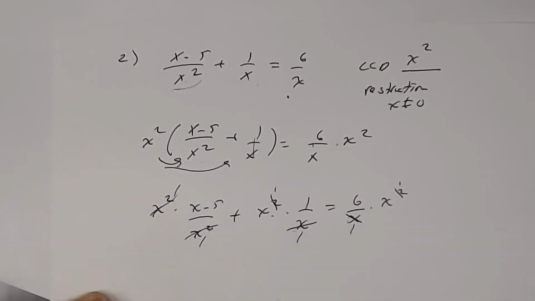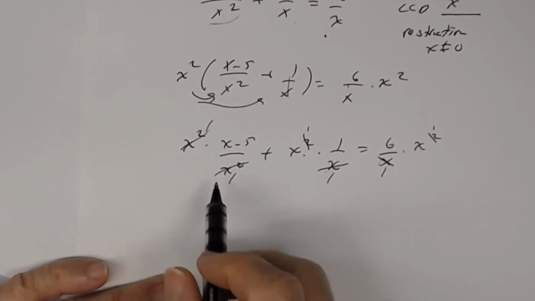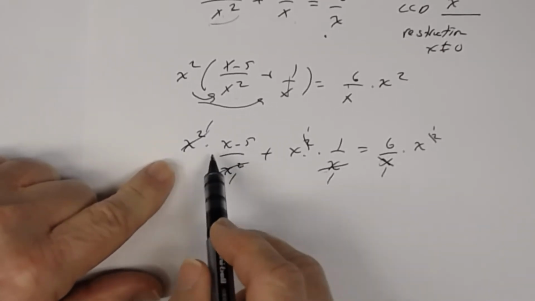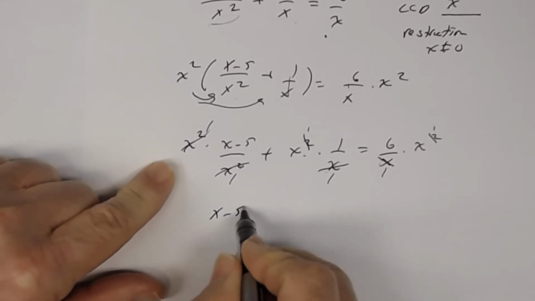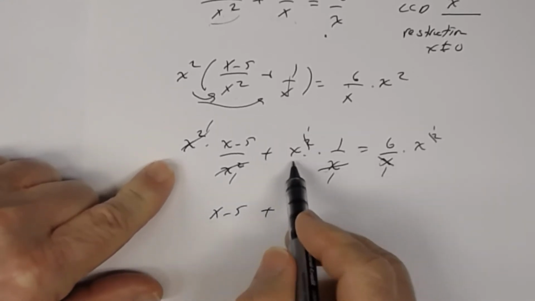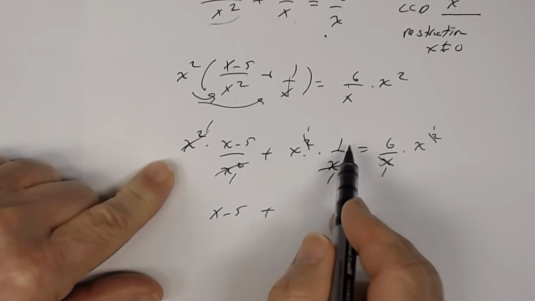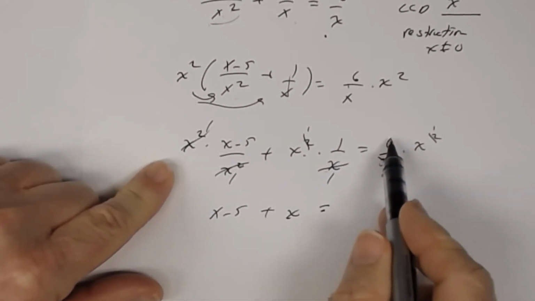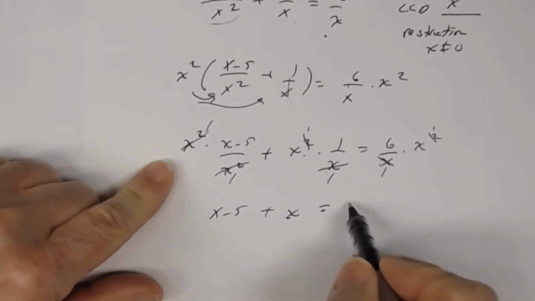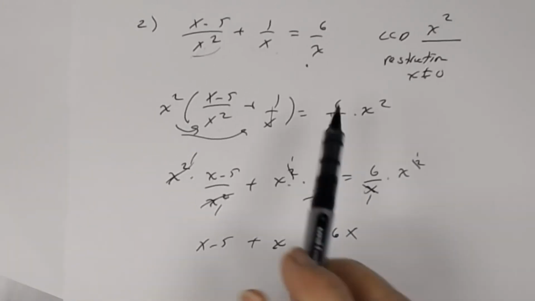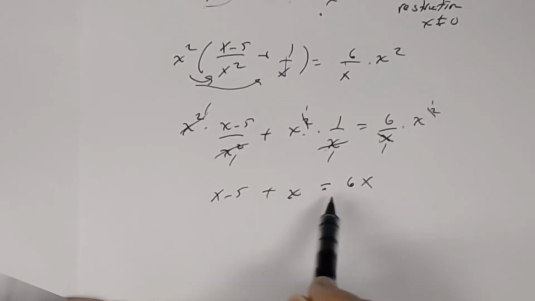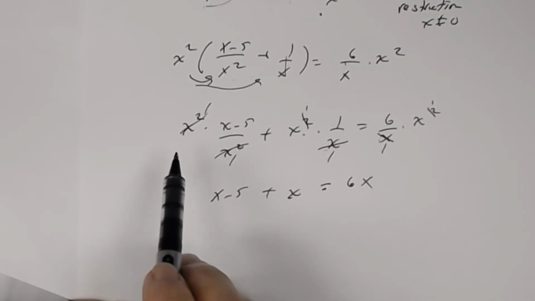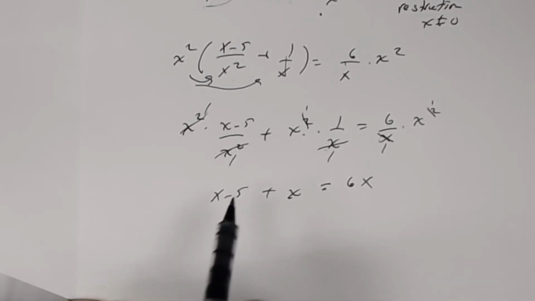You've cleared the fractions. So we have x. Now be careful here. This is 1 times x minus 5, which is x minus 5. Plus x, this is x now, x times 1 is x, equal 6 times x is 6x. So notice I went from a rational equation to a linear. That is the work you have to show. According to the directions, that's what you had to do.